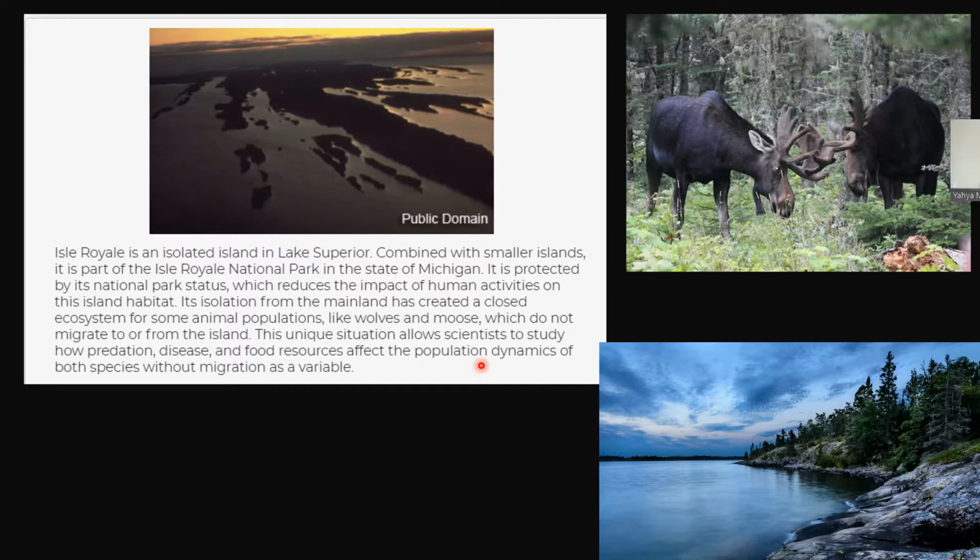So they're giving us an example. They're giving us a story of a population of moose and wolves in this national park. So this place called Isle Royale. This is a national park in, I think, Michigan, right? So it's a national park in the state of Michigan. So over here, there's a lot of wolves and moose.